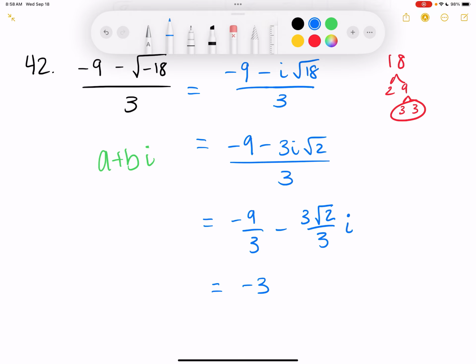Yep. Minus square root of 2i, because those 3's will end up canceling. That canceled and left you with a 3 there. So this would be your answer in standard form, in the correct way.